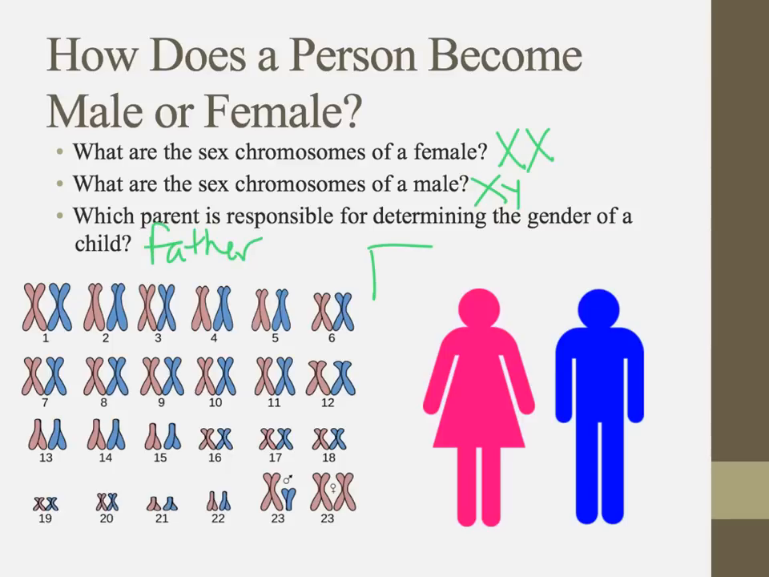So if we look at a Punnett square, a woman can pass along an X or an X because she's got 2 X chromosomes. A male can either pass along an X or a Y. So every child is going to inherit an X chromosome from their mother. Whichever one they get from their father is going to determine whether they're a female or a male.